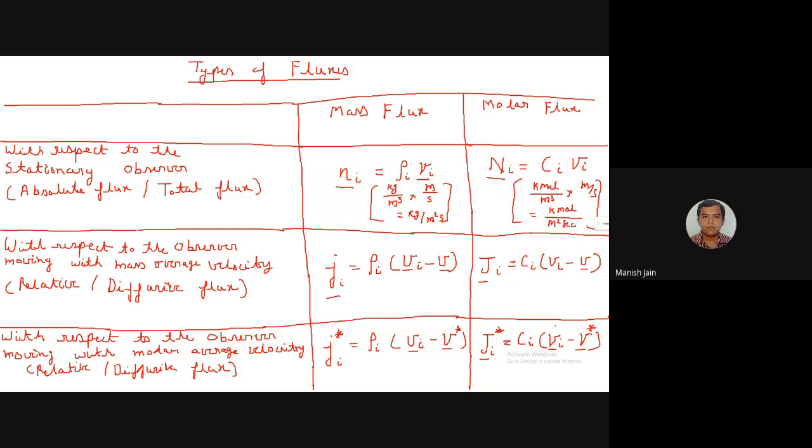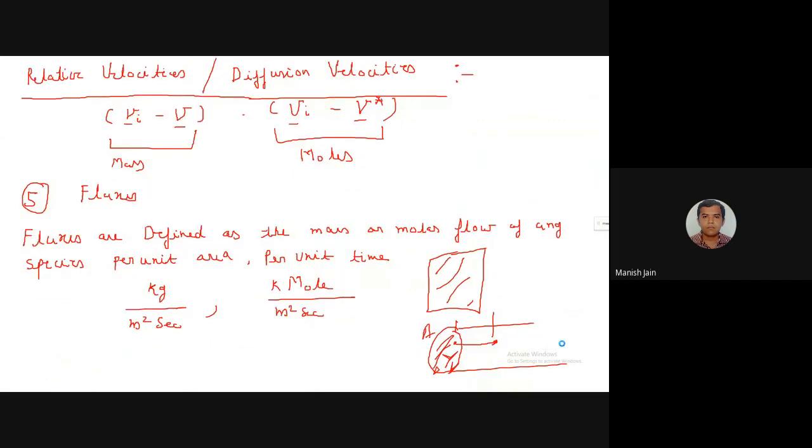So you have to remember the types of flux: two types, absolute and relative flux. The relative flux is also of two types, relative flux based on the mass average velocity and relative flux based on the molar average velocity. Then you have the mass flux and the molar flux. These definitions you have to remember in mass transfer.